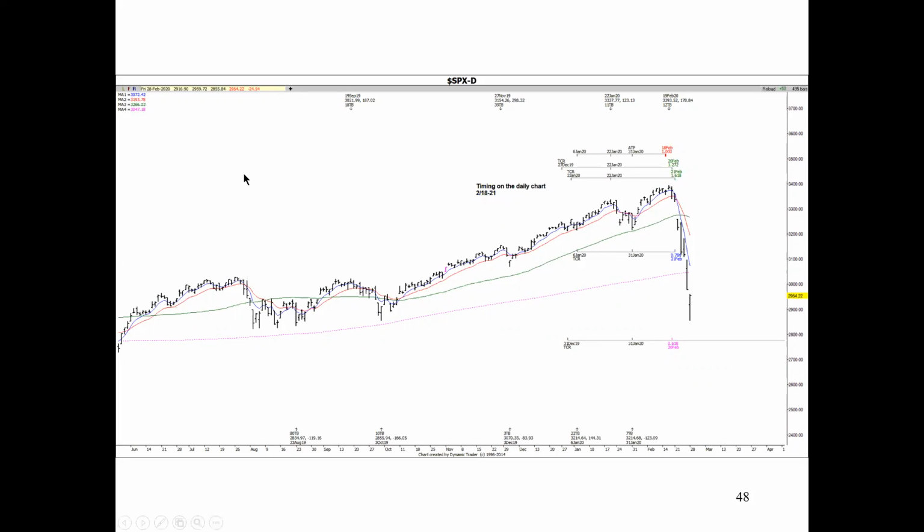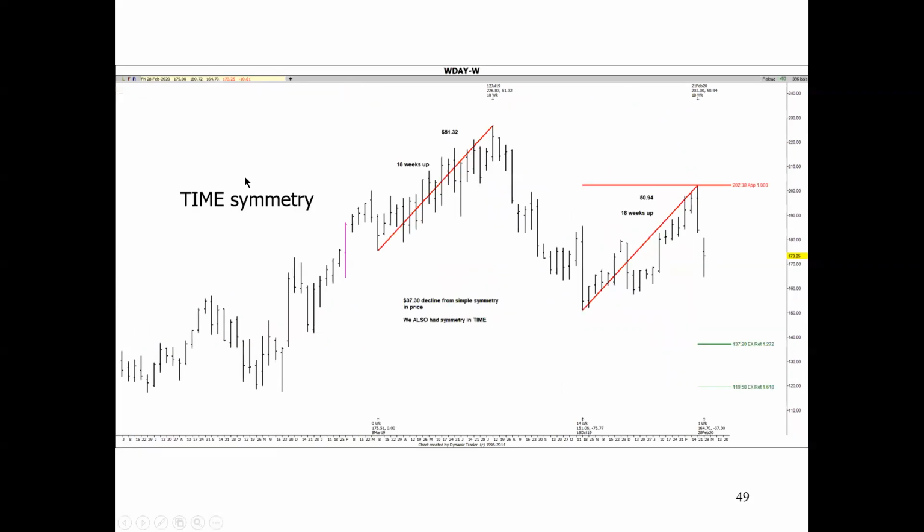All right, and let's see, I do have one example on time symmetry. Well, you actually saw one before in Sherwin-Williams, but here again, it shows up all the time. You just have to find it. So here we had a prior low to high swing that was 18 weeks up, and I compared it to this low to high swing. This was 18 weeks up.